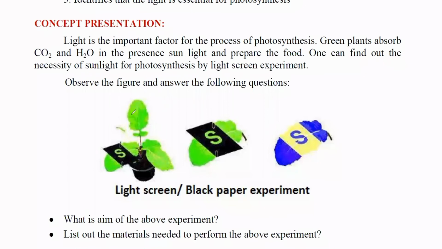Here, in the main conceptual presentation, light plays the major role. Sunlight is the most important factor for photosynthesis. Green plants absorb carbon dioxide and water in the presence of sunlight and prepare food. Already we learned this definition: only in the presence of sunlight do they prepare food using carbon dioxide and water. These simple inorganic molecules are converted into complex organic molecules, nothing but glucose, which we call food. But one can find out the necessity of sunlight for photosynthesis by the light screen experiment.